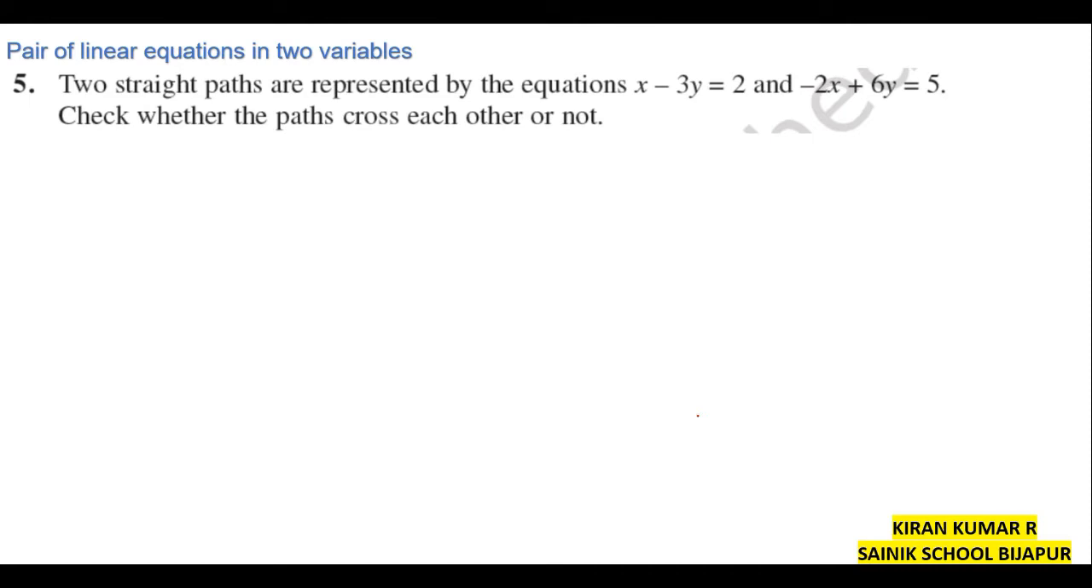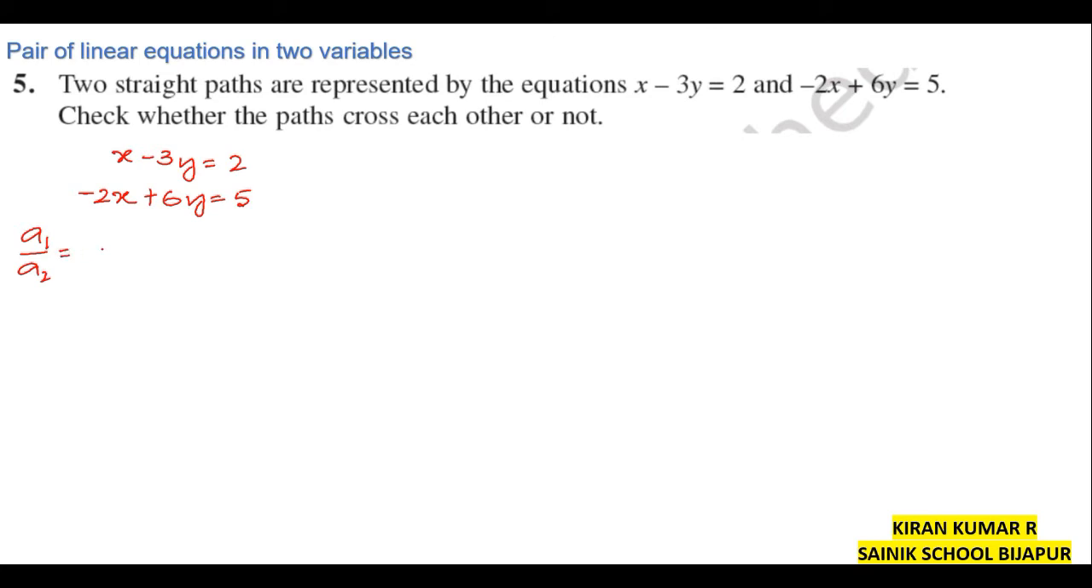We have all learned that intersecting lines will be having the condition a1 by a2 not equal to b1 by b2. To check whether they are intersecting or not, let me consider the given equations. x minus 3y equal to 2, and one more equation is minus 2x plus 6y equal to 5. Let us find out the ratio of the coefficients and the constants.